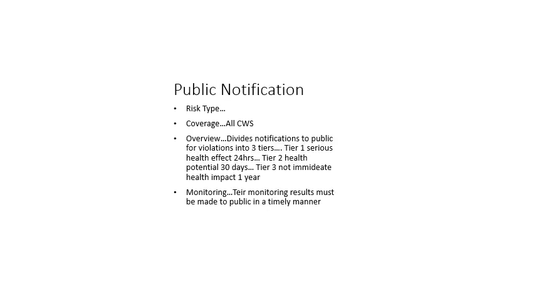Public notifications. It covers all community water systems. Broad overview: it divides notifications to the public for violations into 3 tiers. Tier 1 is a serious health effect and must be reported in 24 hours. Tier 2 is health potential that is not a Tier 1, and that must be reported within 30 days. And Tier 3 is not an immediate health impact, and you have 1 year. Monitoring results must be made available to the public in a timely manner.